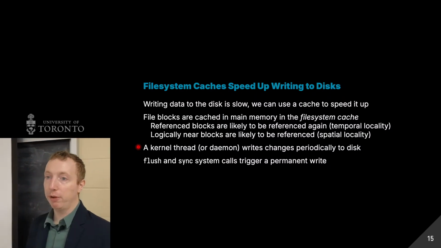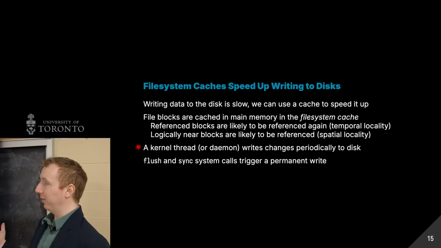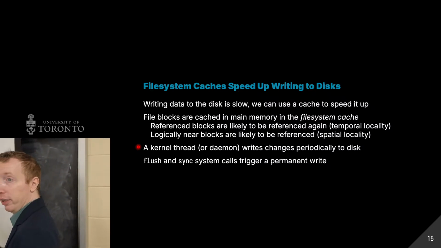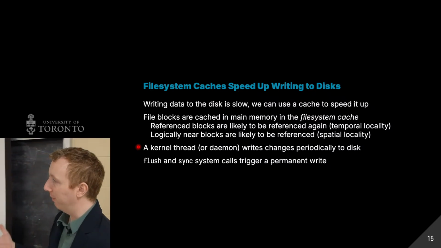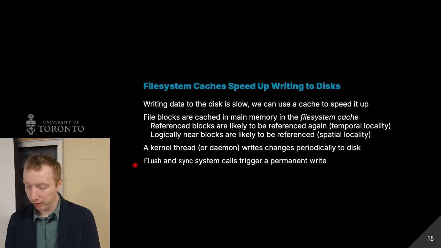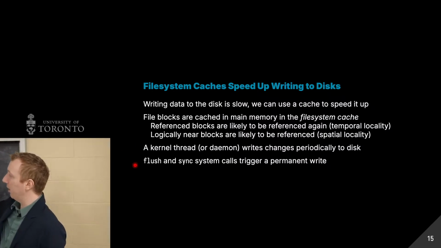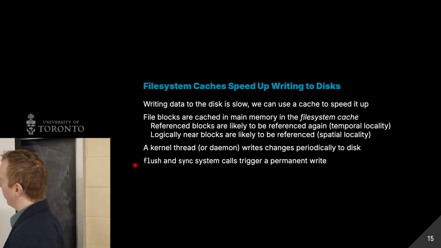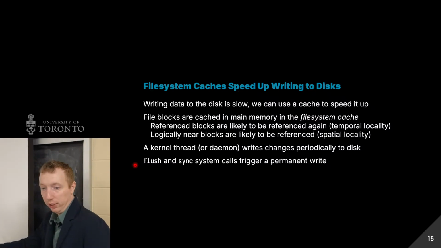So when you save your file, it doesn't mean it's actually saved to disk. If you lose power or anything like that, you may actually lose work if it's been cached and hasn't actually been saved to disk. That's what the flush and sync system calls do. They make sure that all the writes in the file system cache actually occur.